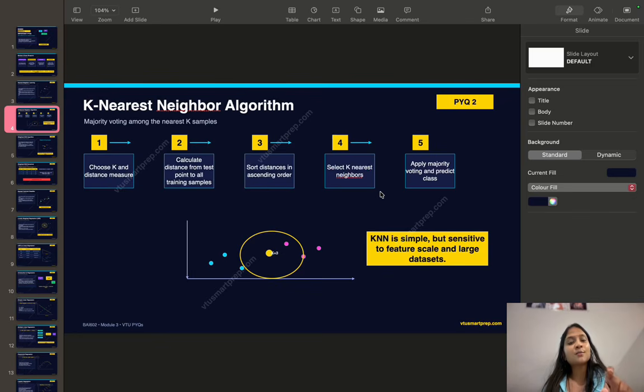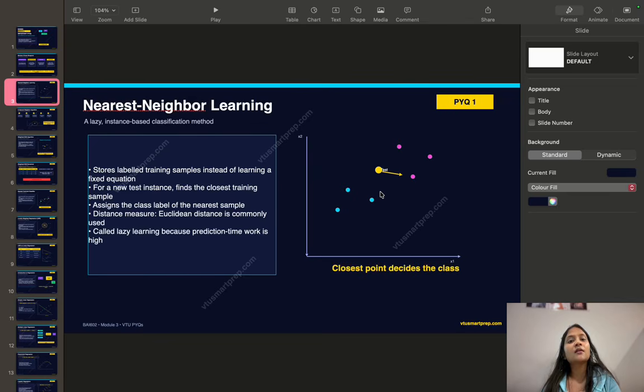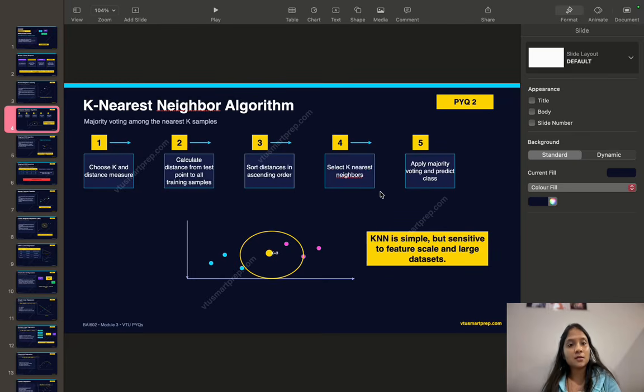Here also they have specifically asked KNN. In this question, if it is asked for 8 or 10 marks, you can write the steps also. In the second question paper they have asked specifically to explain the K nearest neighbor algorithm. So here also you can include these points along with the figure or the graph. I hope you understood what is KNN. So this was the normal KNN algorithm.